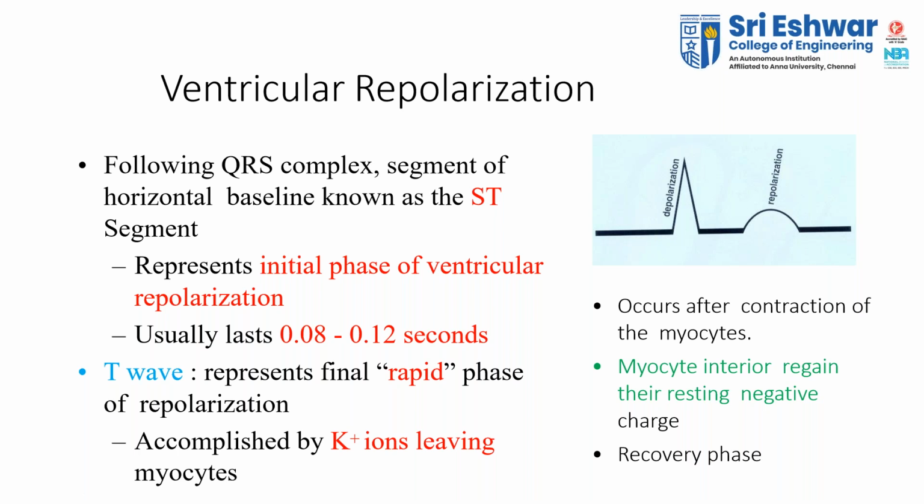Okay. So it actually lasts up to 0.08 to 0.12 seconds, and the T waveform. Okay, this is the T waveform. It represents the final rapid phase of repolarization. So the K plus ions are leaving the myocytes. Myocytes, we call cardiac muscle myocytes, right? So this is ventricular repolarization, lasting up to 0.08 to 0.12 seconds.